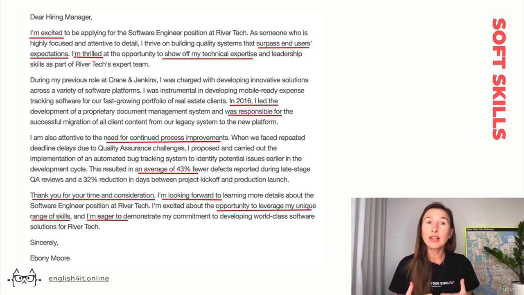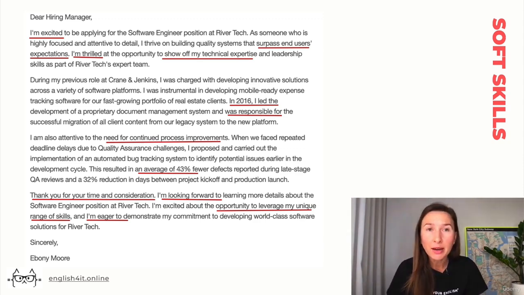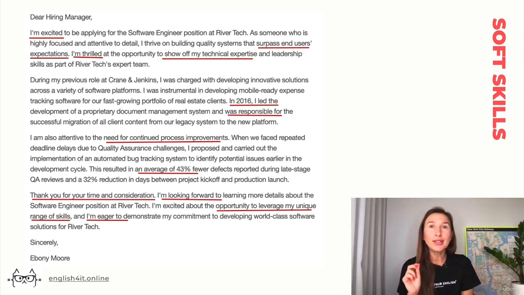All right, now remember, you have to show that you are excited about the role, right? So you say, I'm excited to be applying for the software engineer position at, for example, RiverTech. Right, I again wanted to highlight the expression "I'm excited," and throughout the email you will see that the person is using a lot of such phrases like "I'm excited," "I'm thrilled," "I'm eager."